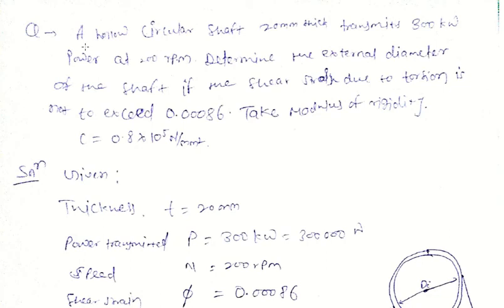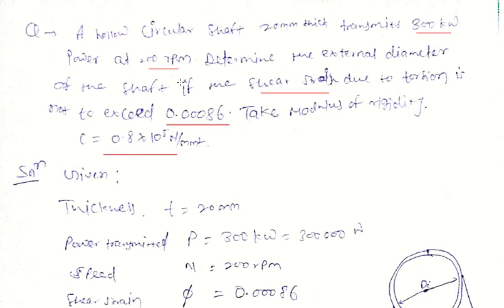Hello class. Today we will continue the previous lecture. So here is some questions. A hollow circular shaft 20 mm thick transmits 300 kilowatt power at 200 rpm, rotation per minute. Determine the external diameter of the shaft if the shear strain due to torsion is not to exceed 0.00086. Take modulus of rigidity C equals 0.8 into 10 to the power 5.